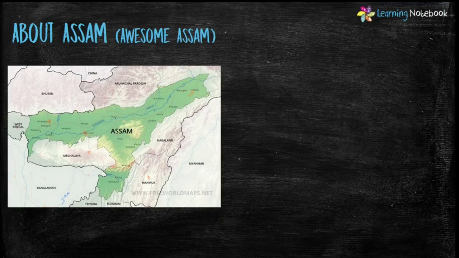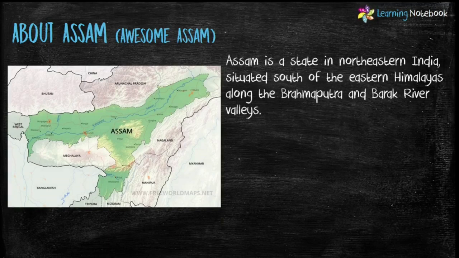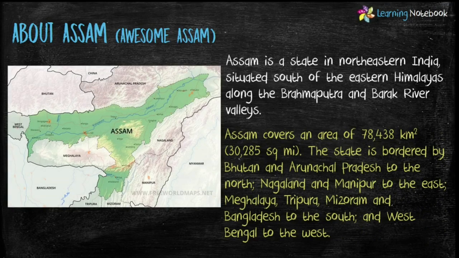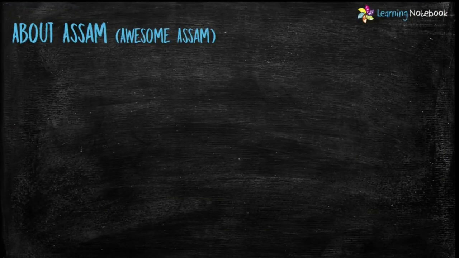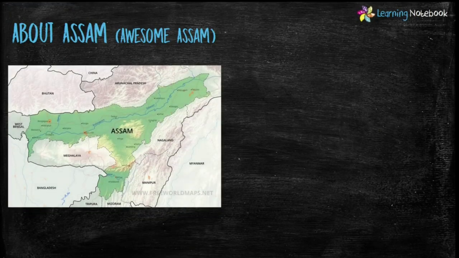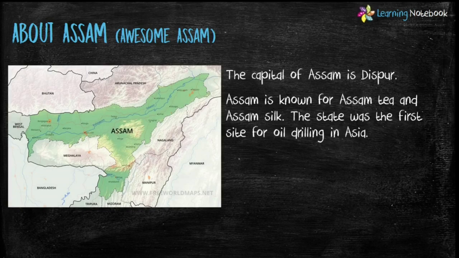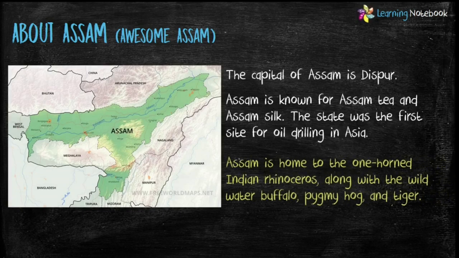Assam is a state in northeastern India, situated south of the eastern Himalayas along the Brahmaputra and Barak river valleys. The capital of Assam is Dispur. It is known for Assam tea and Assam silk. The state was the first site for oil drilling in Asia. Assam is home to one-horned Indian rhinos.